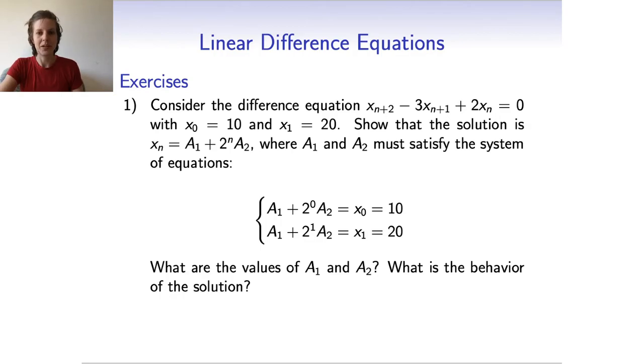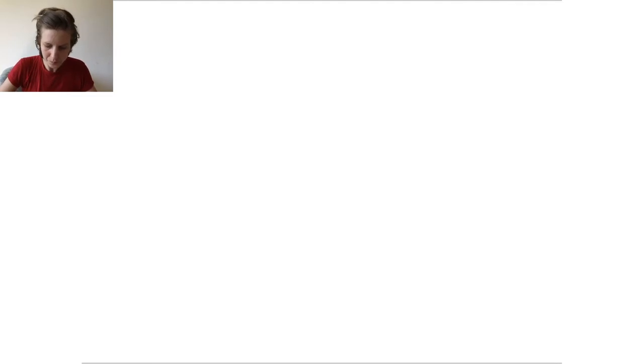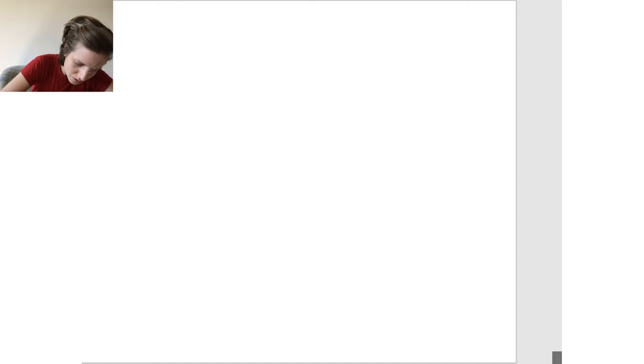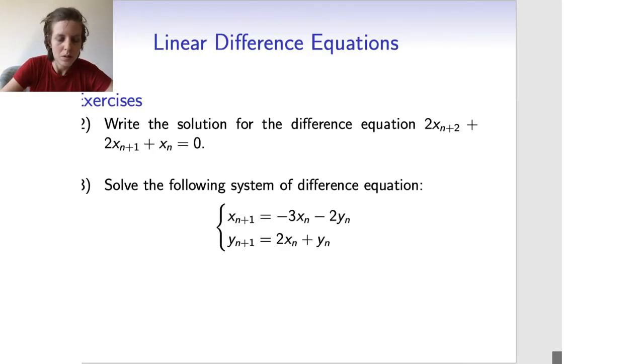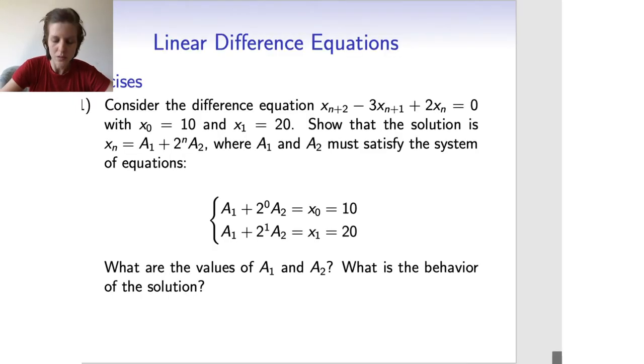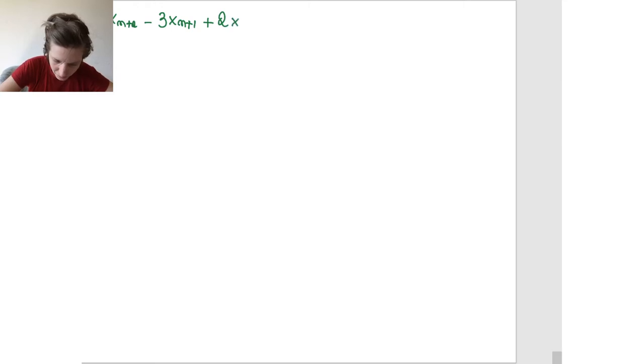Okay, let's do it. So here it's exercise 1. x_{n+2} minus 3 x_{n+1} plus 2 x_n equals 0, and we have the initial conditions.